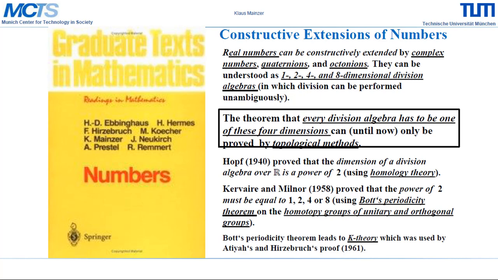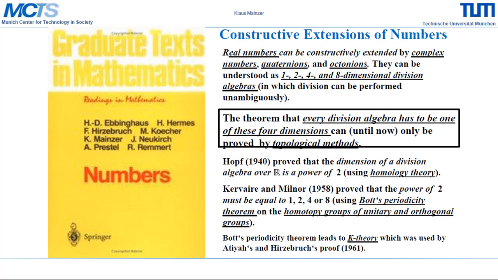The crucial question is the following. The theorem that every division algebra has to be one of these four dimensions can, at least until now, as far as I know, only be proved by topological methods. And that is a very challenging and tricky question, which was considered in our book by Hirzebruch. And this proof is realized in two steps. The first step was Hopf in 1940. He proved that the dimension of a division algebra over the reals is a power of two.